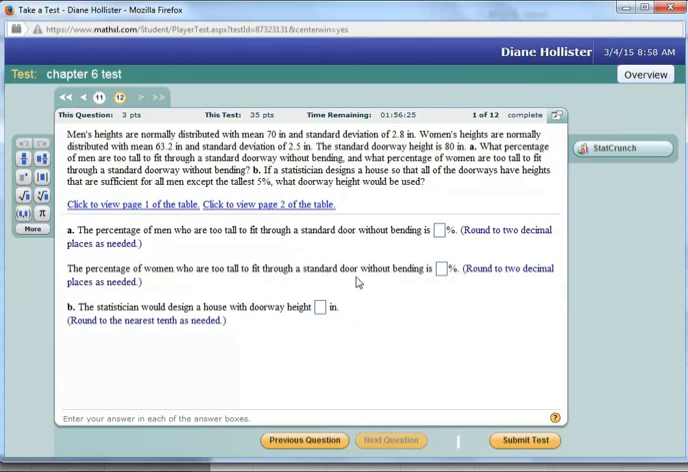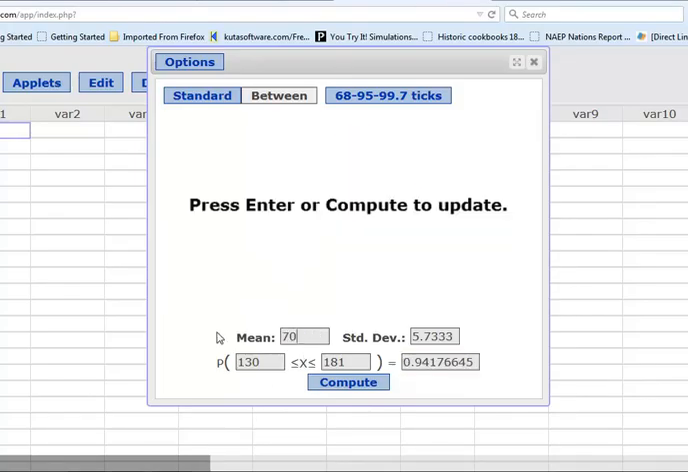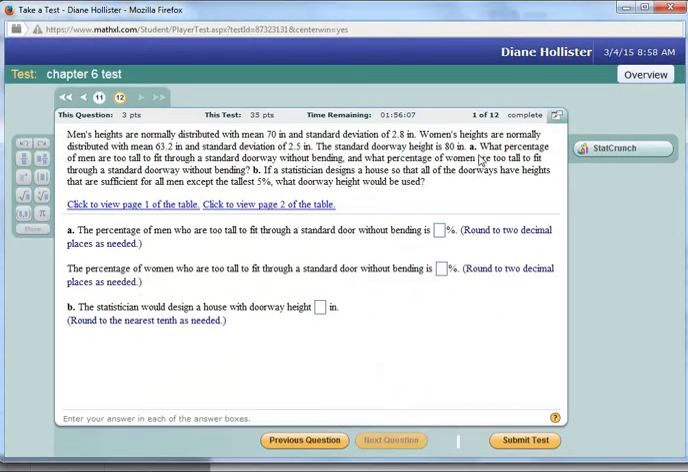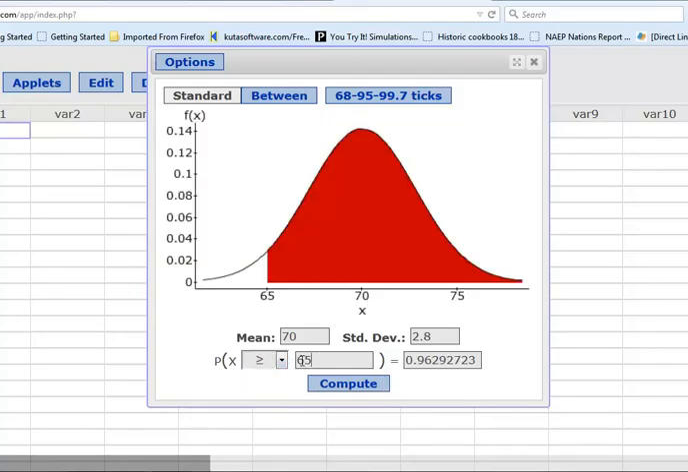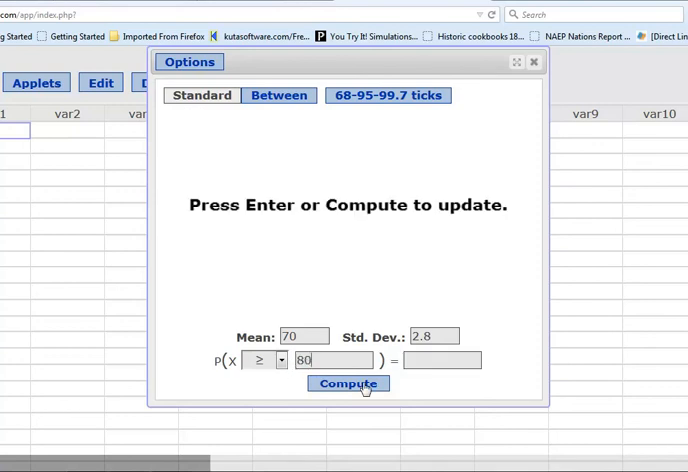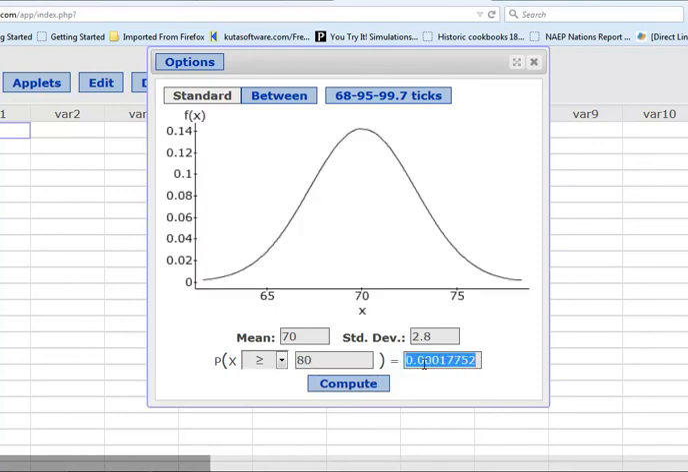Let's look at just a little bit with this last one here, just to clarify, because students sometimes have questions with this one. Men's heights are normally distributed with a mean of 70 and a standard deviation of 2.8. So we're going to come back here, 70, 2.8. What is the question asking us initially? It says the standard doorway height is 80 inches. What percentage of men are too tall to fit through the doorway without bending? So we want to know the probability that somebody would be greater than 80 inches tall. A pretty slight chance, but still there might be a few.